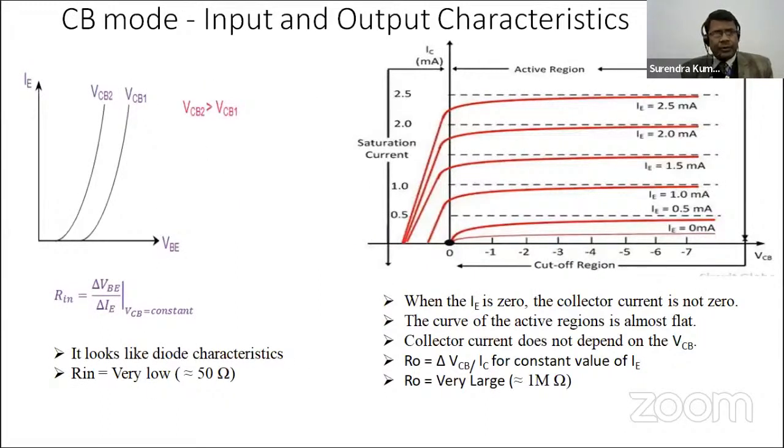Now let's discuss some important VI characteristics of the common base configuration. In the first characteristics, we see the input characteristics, which are drawn between input voltage and input current. In common base, VBE is my input voltage, and IE is the input current. It looks like diode characteristics. Already we know the diode characteristics.